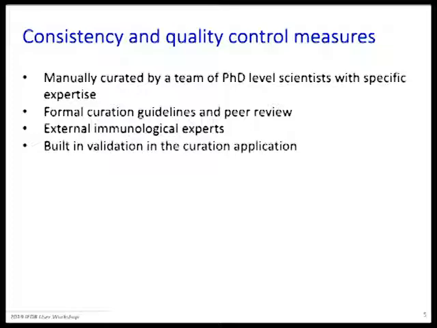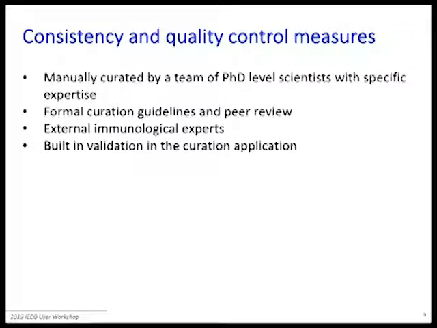And then there's built-in validation in the curation system itself. So as the curator's entering data, that controls what data they can enter down the line. So if they enter that there's a disease, they're required to enter what was the stage of that disease. But they can't enter a disease stage if they hadn't entered a disease. So there's all this interfield validation. And we also limit the type of data they can enter, and I'm going to show a few slides on that.